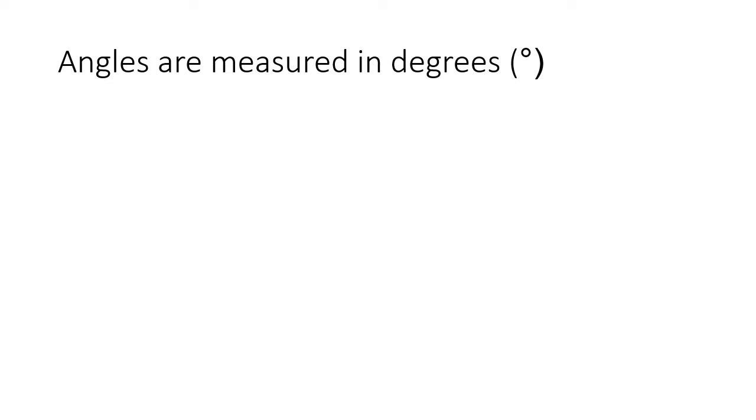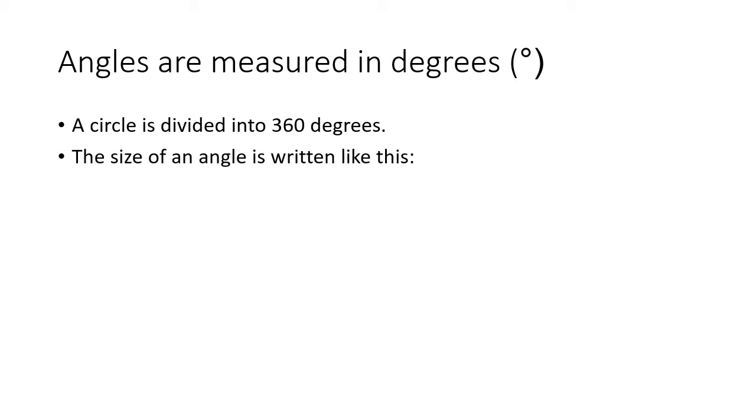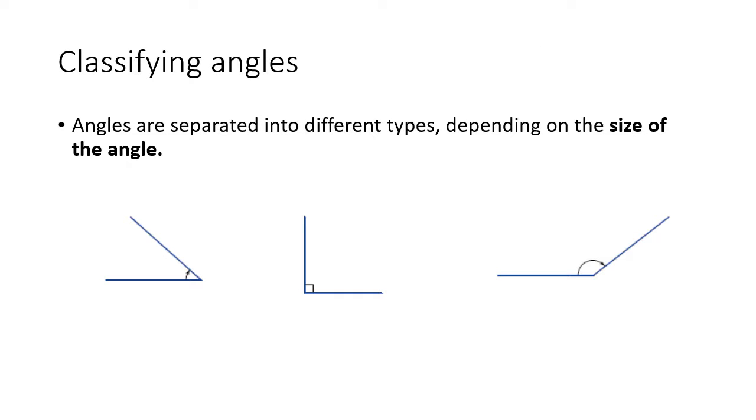Angles are measured in degrees. A circle is divided up into 360 degrees, so smaller angles will be a smaller number. The size of an angle is written as a number followed by the degree symbol. Usually if we want to talk about things that are not whole numbers of degrees, we just write a decimal, although later on you will learn that there are other ways of representing parts of a degree. So, classifying angles. When we're classifying angles, we separate them into different types.